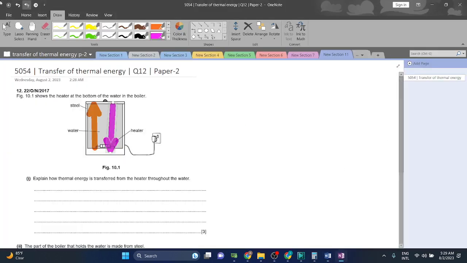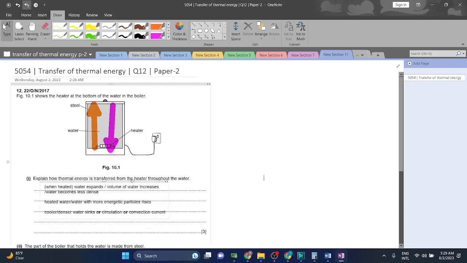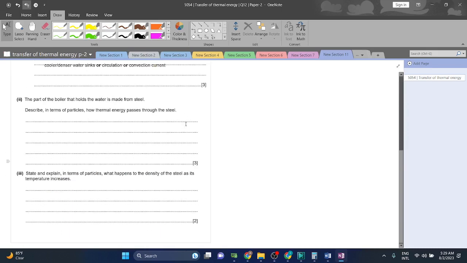transferred throughout the whole heater. Okay, when heated water expands, volume of the water increases, water becomes less dense. Heated water with more energetic particles rises. Cooler, denser water sinks and circulation of convectional current.